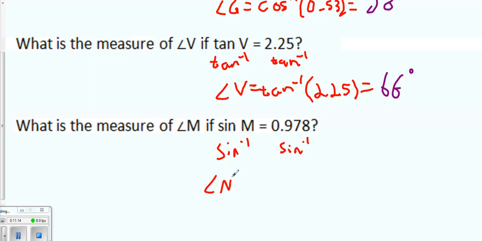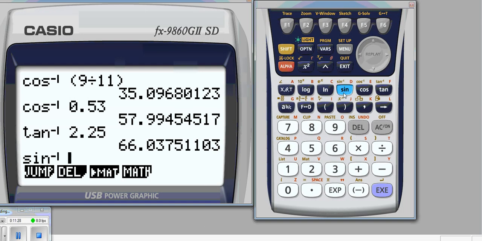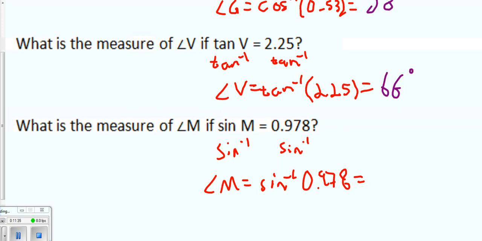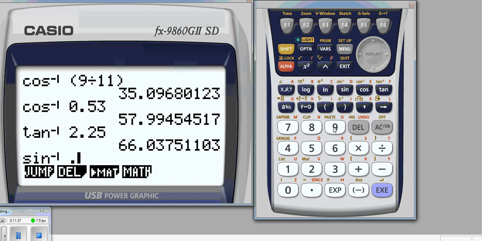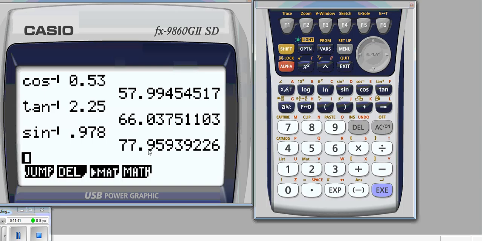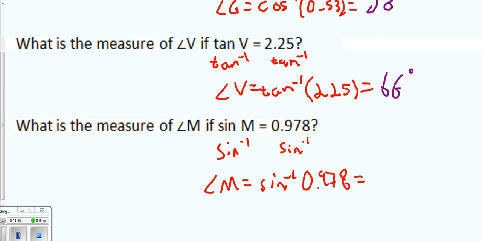So the measure of angle M equals sine inverse of 0.978, which in the end equals, going back to the calculator, sine inverse 0.978. So it would be 77.959, which we can round up to 78 degrees.